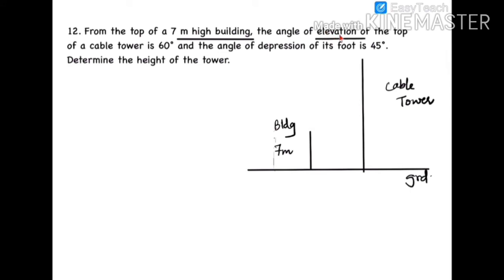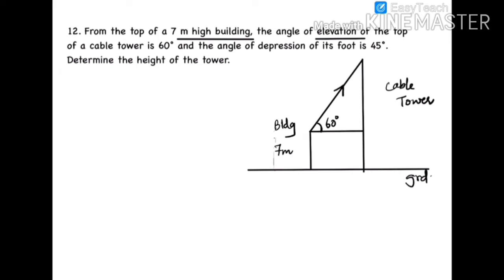To make an angle of elevation, a person has to raise his head above the horizontal level of the eye. This means that the observer on top of the building is looking at a taller object, and therefore the cable tower is taller. So this is the horizontal level of the eye, and the person is looking at the top of the tower. So this line will be the line of sight, making an angle of 60 degrees with the horizontal.